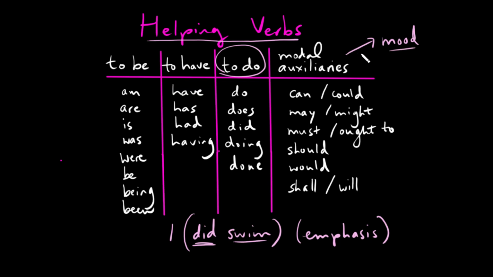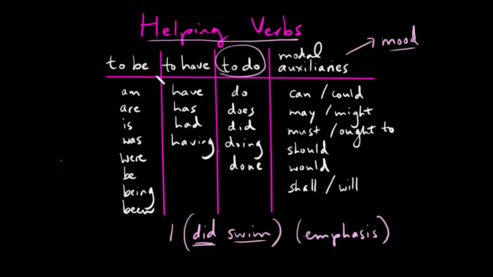We'll cover these in a separate video because they're a little bit complicated and a little bit different. But it is good to remember that all of these helping verbs can in fact be called auxiliaries, because auxiliary in Latin means helping. And so auxiliary is just a different name for a helping verb.